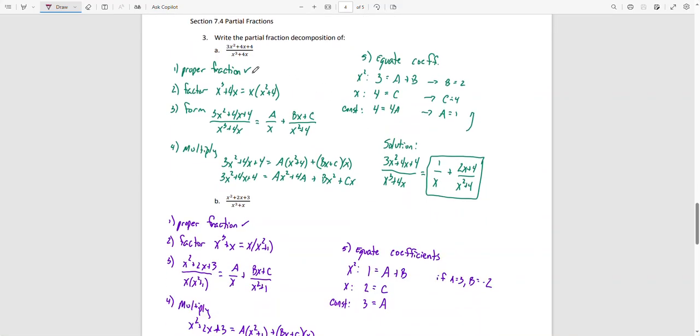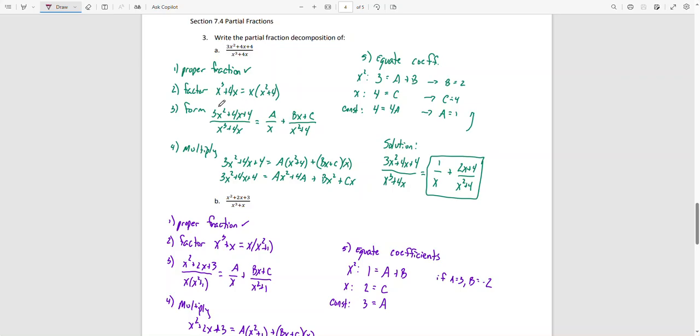Okay, so we have a proper fraction. Factor our denominator. x cubed plus 4x. They have an x in common. And I'm left with x squared plus 4. We know that x squared plus 4 equals 0 only is solved by complex numbers. So this is what's called an irreducible quadratic. It has no linear factors.